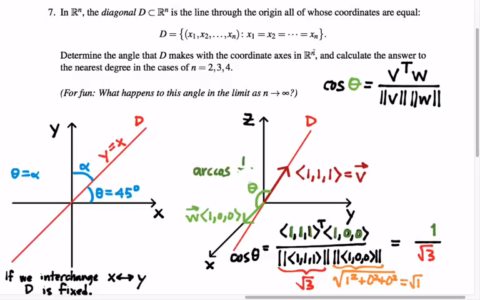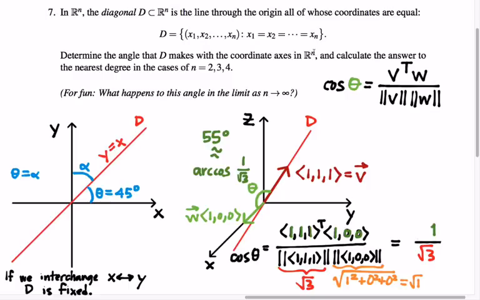And what did you all get for degrees on that? Approximately 55 degrees. Okay. So we actually end up with a slightly larger angle in three dimensions than we had in two dimensions, right? In two dimensions, it made a 45-degree angle. In three dimensions, roughly a 55-degree angle.